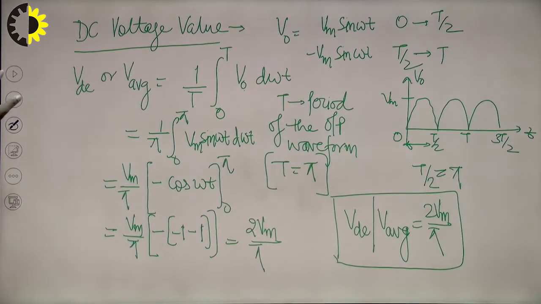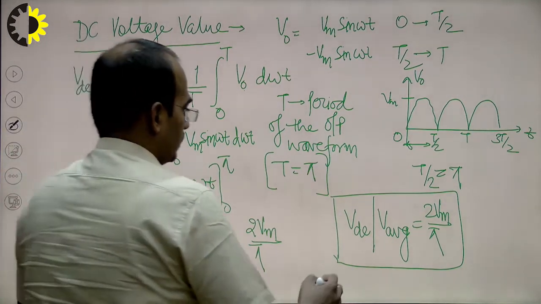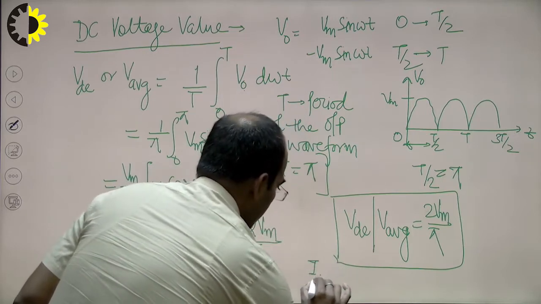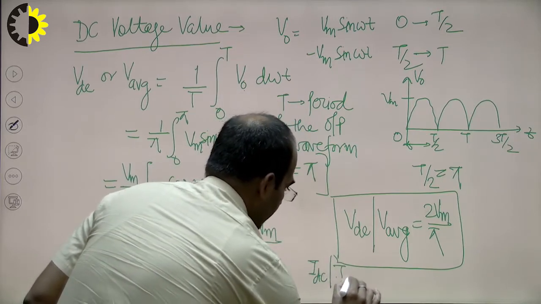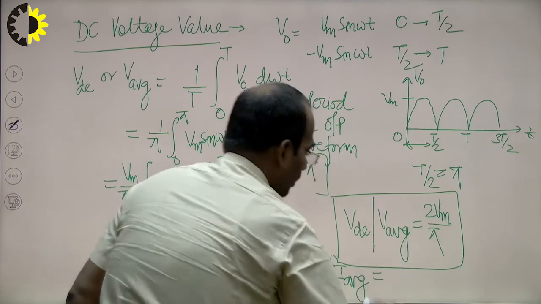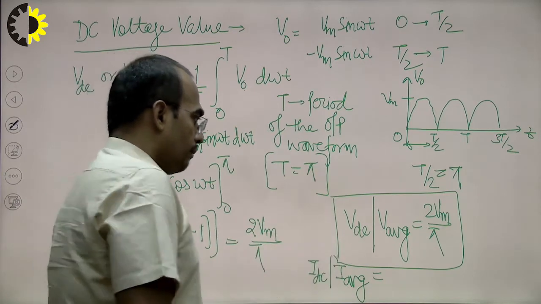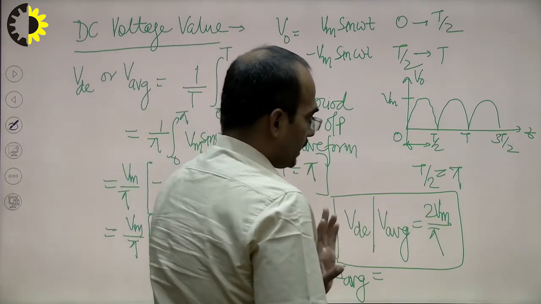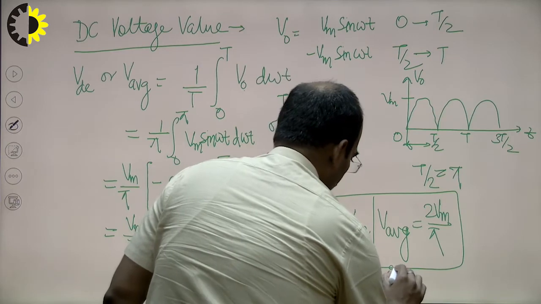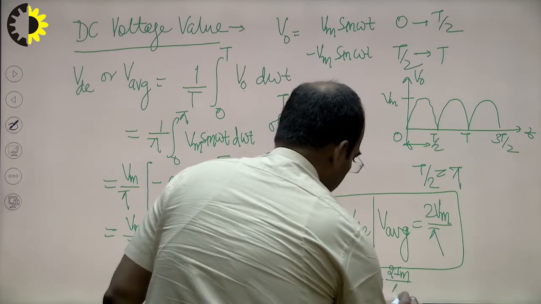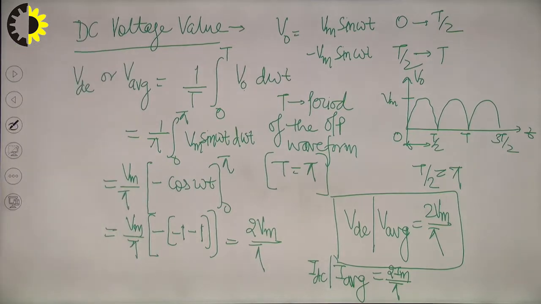Now in the same way, similarly we can find the RMS value of voltage or current. Similarly you can find here the IDC or I average. For finding the IDC or I average, what will be the value? I have to divide by the load resistance R. By dividing by the load resistance, Vm by R is nothing but Im. So I am writing directly here twice of Im upon pi. Now come to the RMS value.